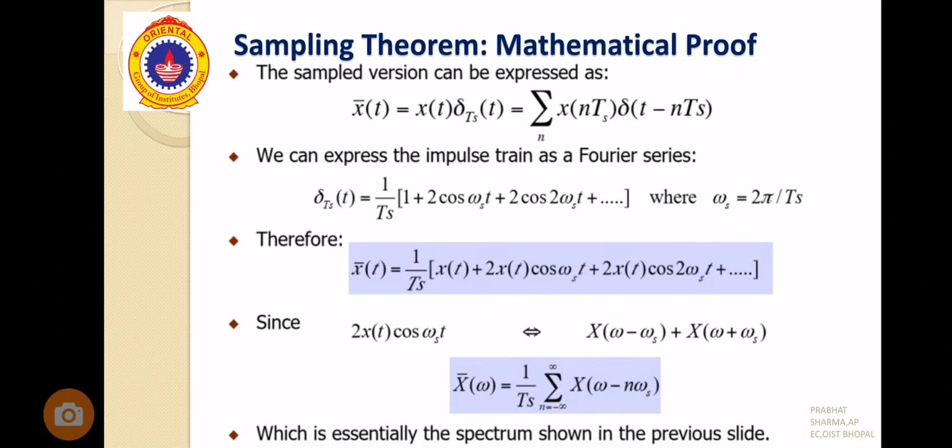So x bar omega is equal to 1 by ts summation of n equals minus infinity to infinity x of omega minus n omega s, which is the same as shown in the previous slide. That means x bar omega, the Fourier transform of the sampled signal, is equal to 1 by ts summation of n equals minus infinity to infinity x of omega minus n omega s.